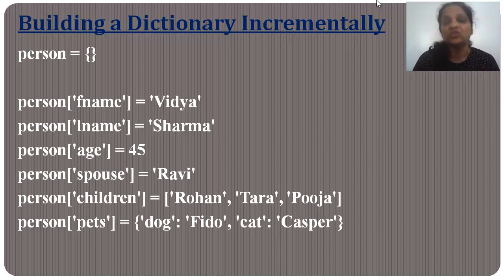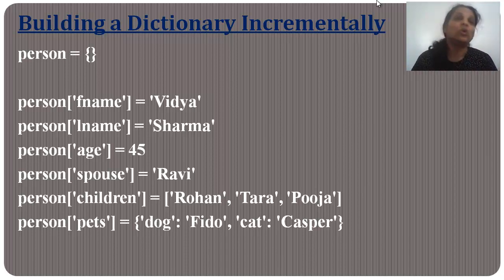The next two are very interesting here. The next key I created is children. And can you see the value? The value is not a string like Vidya or Sharma or Ravi. It's not an integer like 45. It is a list. So the value can be any data type. So children, because this person has 3 children, I have specified the names of all the children in a list. Yes. Now the question is, could I use a tuple? Yes, I could use a tuple. You just have to put it in parentheses or round brackets.